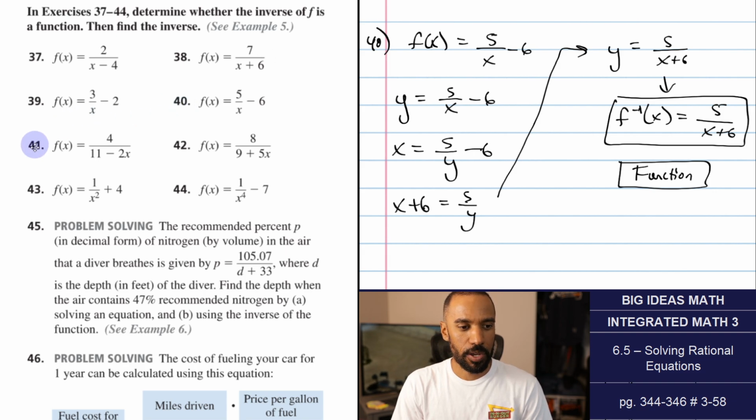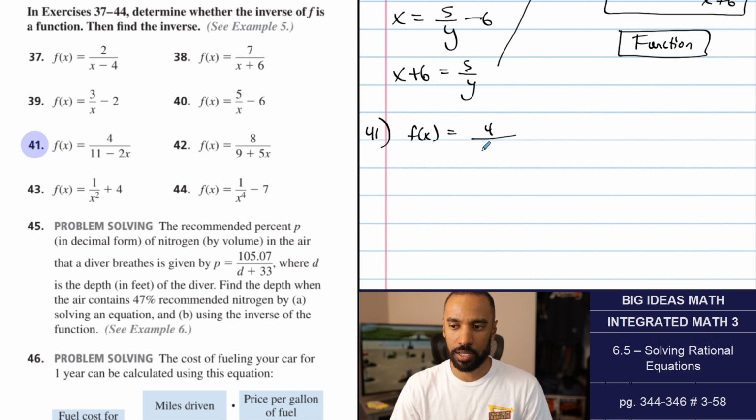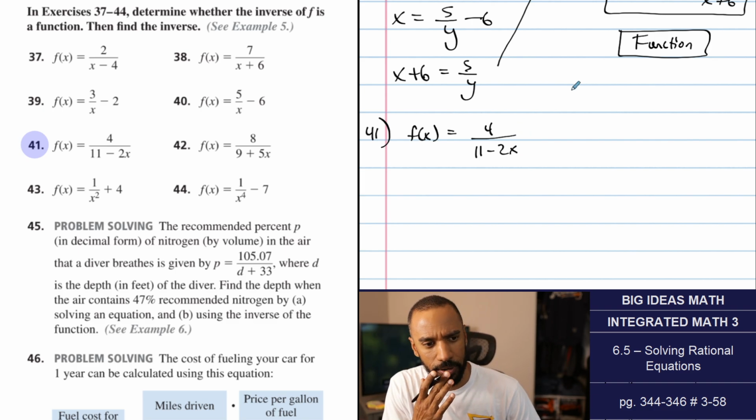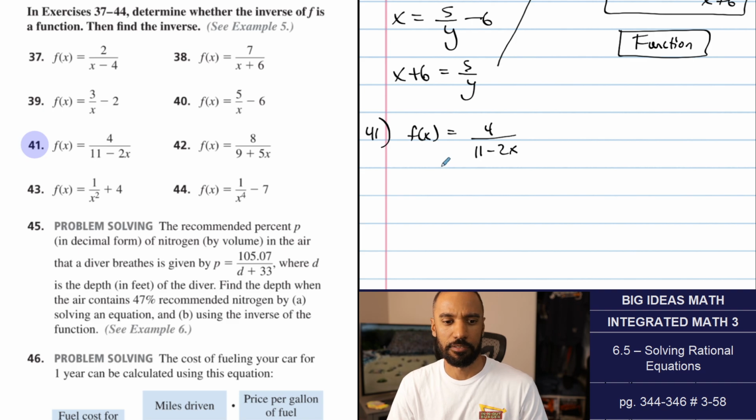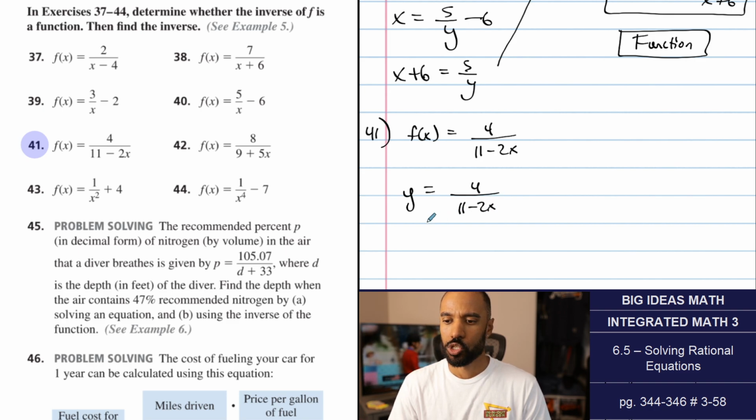Okay, number 41. This is one where I think the book did something differently than I would have. And it's not that they did anything wrong. I went, oh yeah, I guess you could do that. Actually, I take it back. This one is different. Forget what I said. I thought this was a different kind of question, I believe. So anyway, y equals 4 over 11 minus 2x. I think we're good. Swap x and y.